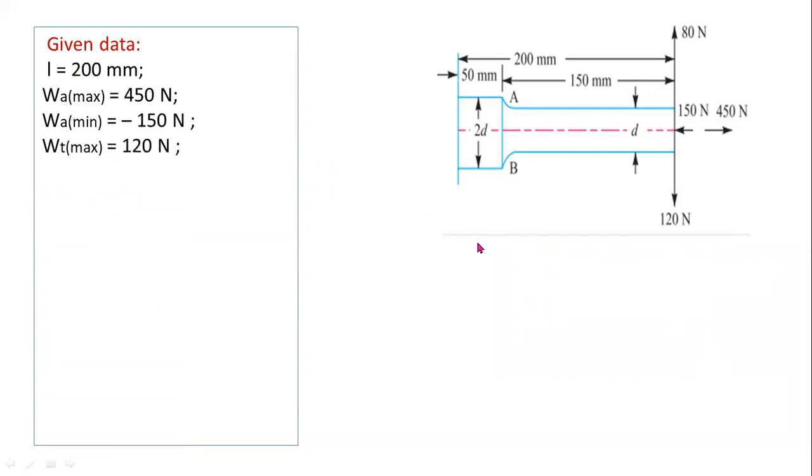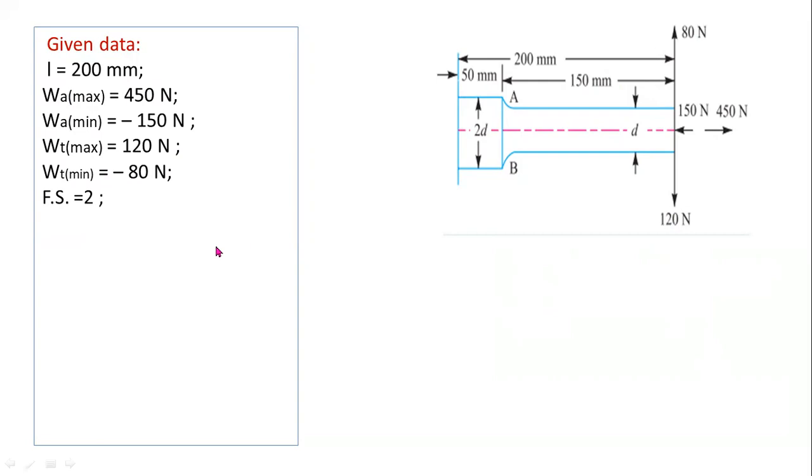And torsional load, here the torsion is given: 80 newtons up, 120 newtons down. So this is the maximum torsion load. This is the minimum torsion load. So maximum torsion equal to plus 120 newtons. For downward direction you have to consider positive sign, and for upward direction you have to consider negative sign. These two torsion loads are useful to determine the torque.